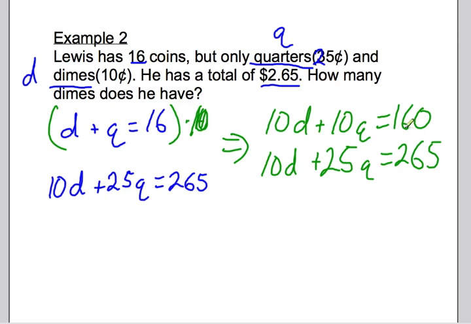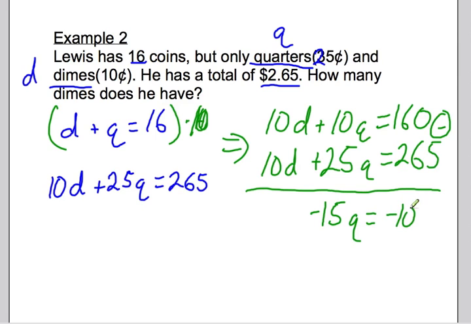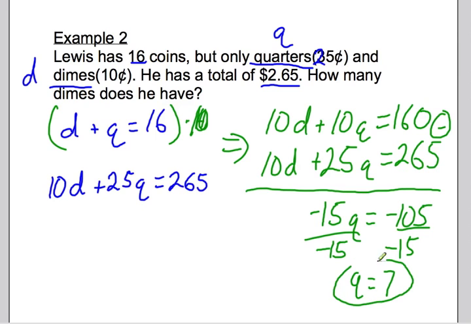Okay, and then we can subtract, because we have 10D and 10D. If you subtract, they'll cancel. And we'll get negative 15Q equals negative 105. Divide by negative 15. And we get Q equals 7. Okay, so the number of quarters is 7.